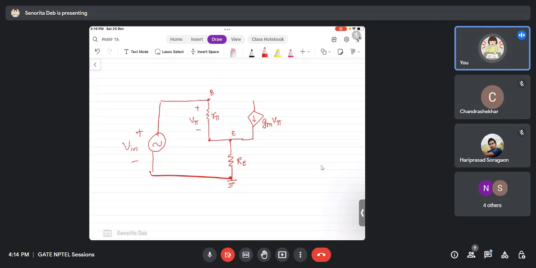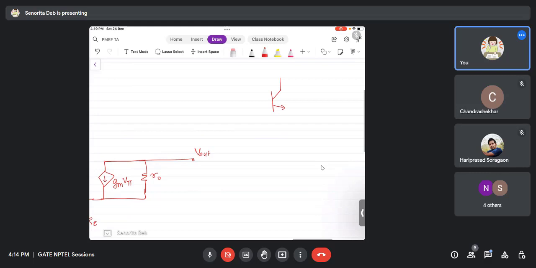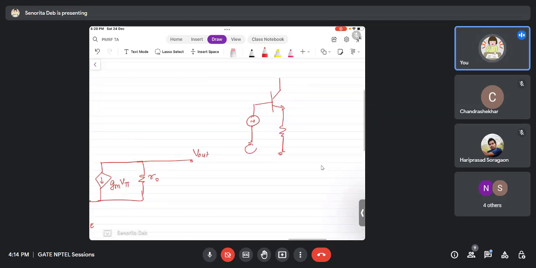The signal is with respect to ground, and RE is connected between E and ground. So E is now no longer ground, and now your R naught is here, and this is the V out. Okay, so this is what I am talking about. This is plus minus VB for the DC biasing that we already saw.